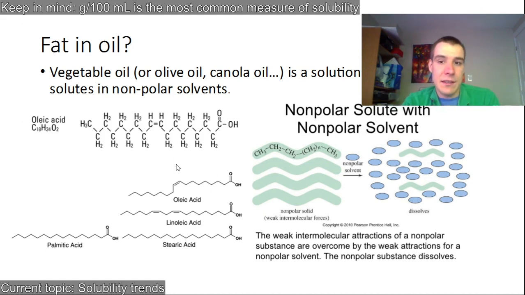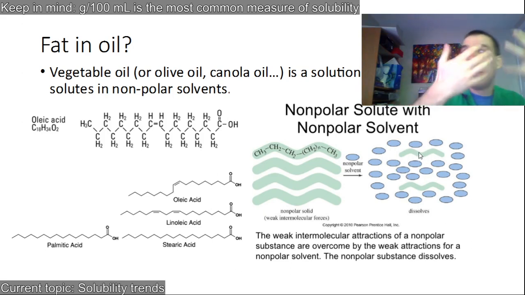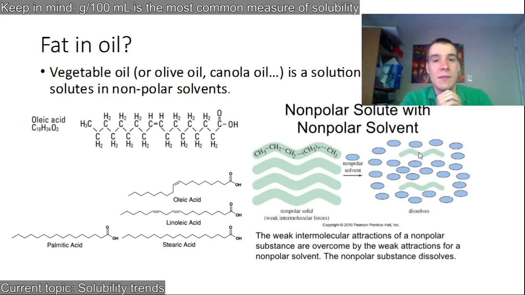Lots of things can dissolve in various oils. Oil itself, like vegetable oil, is a bunch of different oils all dissolved in each other. And what happens is they just kind of slide in and coexist. So it's a solution. It's not like anything's surrounding anything or really attached to anything. It's just kind of existing together. The weak intermolecular forces. So they're just kind of chilling.